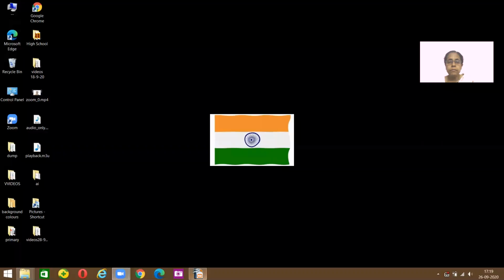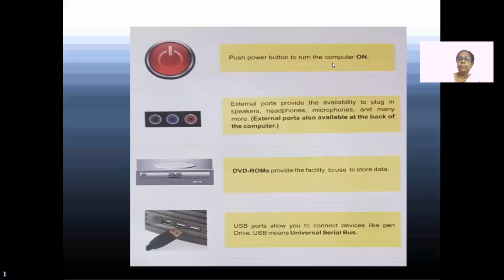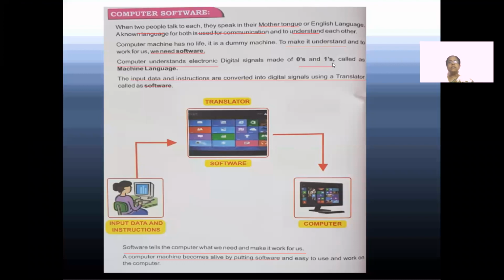Okay, I'll share the screen with you and teach you what software is. Yes, this was in your previous chapter: the push power button, which is your on and off, your external ports, which are available at the back of your computer. You have the DVD drive and you have the USB port. The next thing we're going to learn about is computer software.